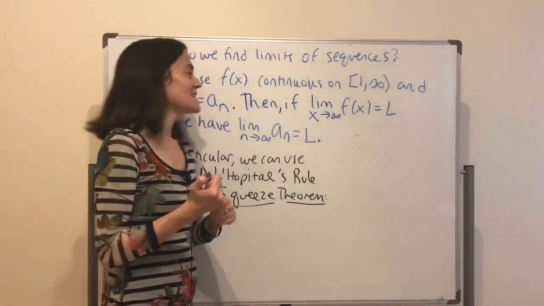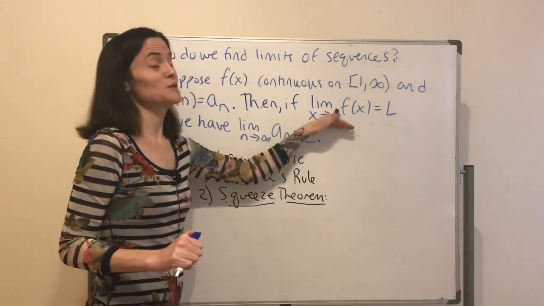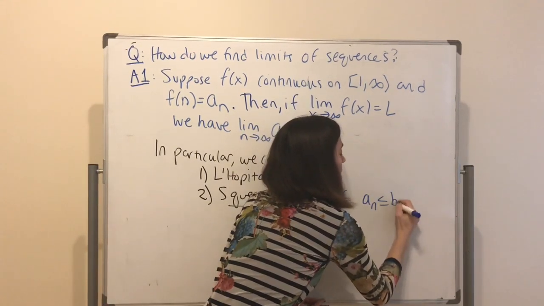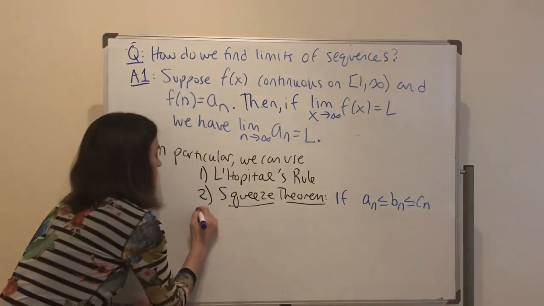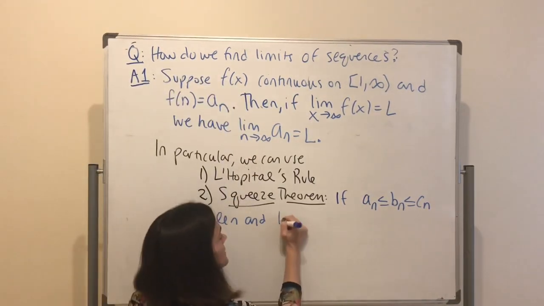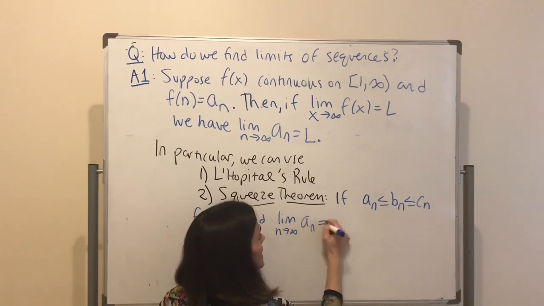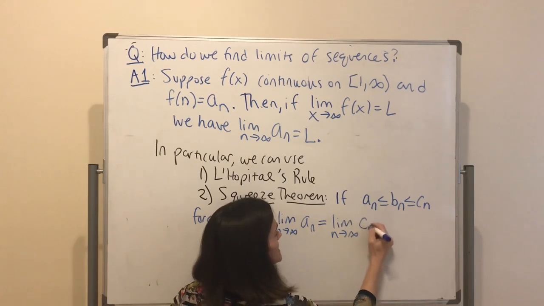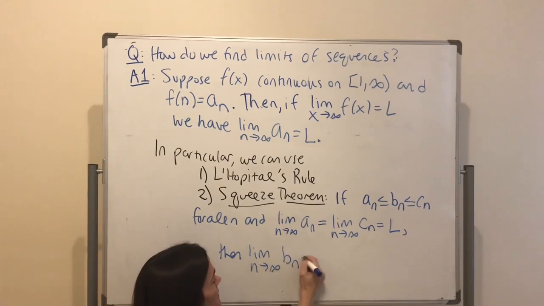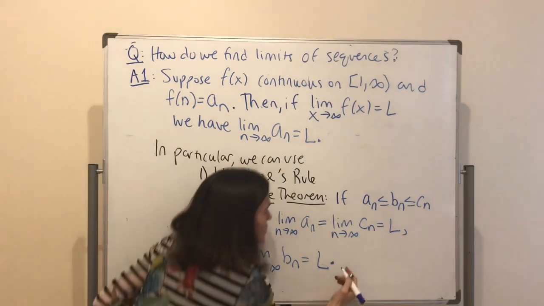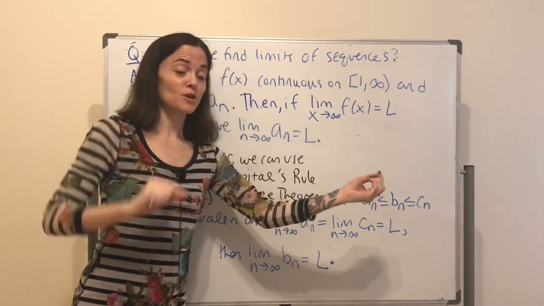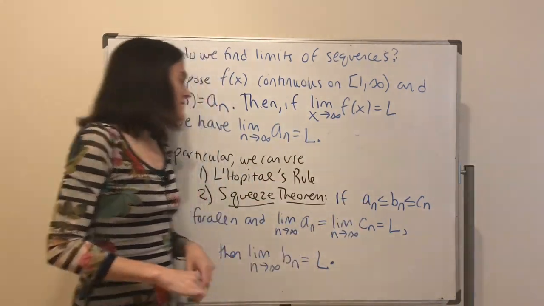So let me state this for sequences because that's what we're working with, but it really comes from the corresponding statement for continuous functions. It says the following: if, let's say, an is less than or equal to bn, which is less than or equal to cn for all n, so I have 3 sequences, and the limit as n goes to infinity of an equals the limit as n goes to infinity of cn is L, then the limit as n goes to infinity of bn equals L. So you have these 2 sequences that are both converging to some number L, and you have this third one that's somehow trapped in between, so it must also converge to L.